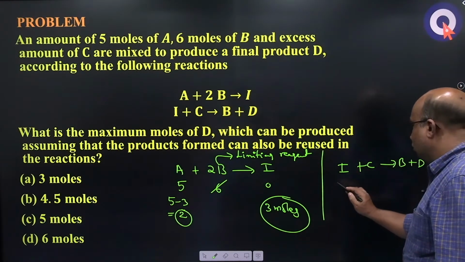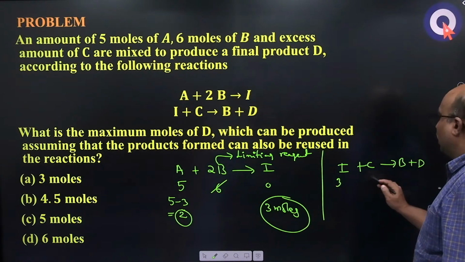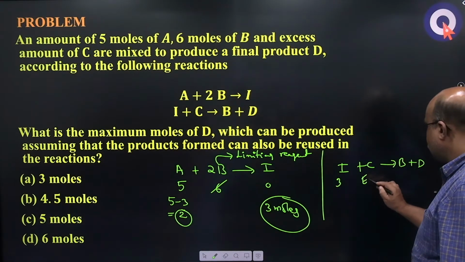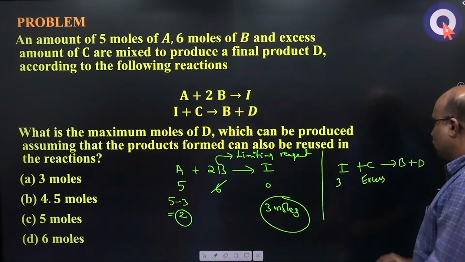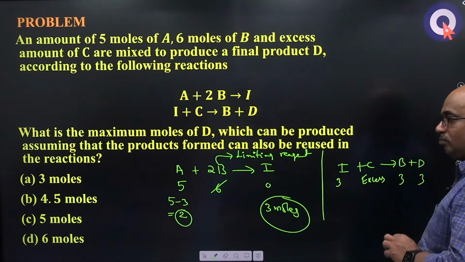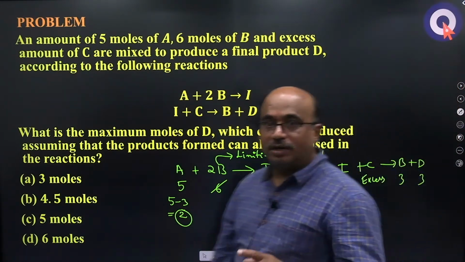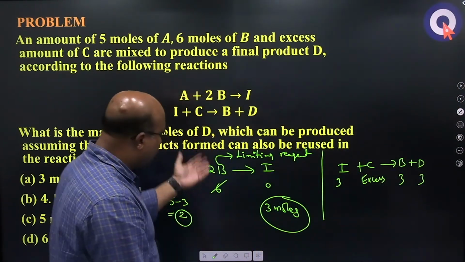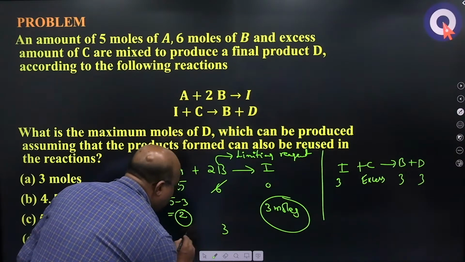So we got 3 moles of this. We have excess of this. Anyhow, this 3 has to be completely consumed. So you will get first 3 and 3. Clear? Now we got again 3 moles of this, and 2 moles of this are left.